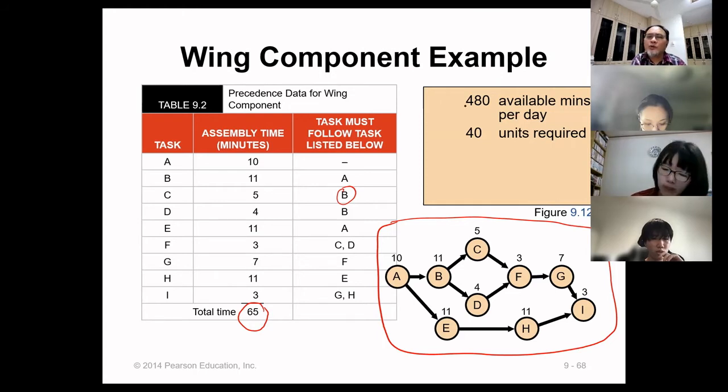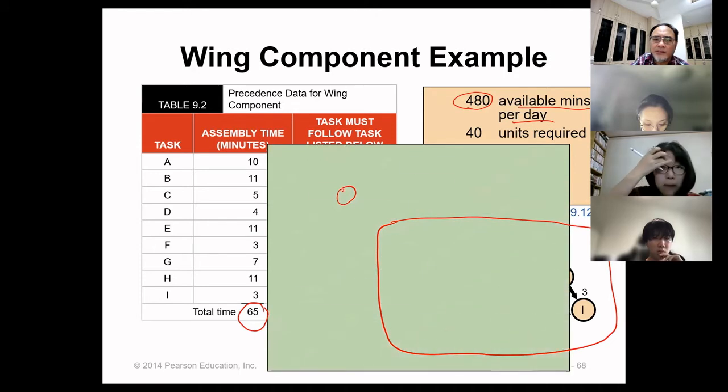So we have 480 minutes available per day. This is our working time. Working time is 480 minutes a day. Okay, 480 available minutes, and 40 units is required. That means our target is to make 40 units in that time. So what else do we need? We need the precedence, we need the time.